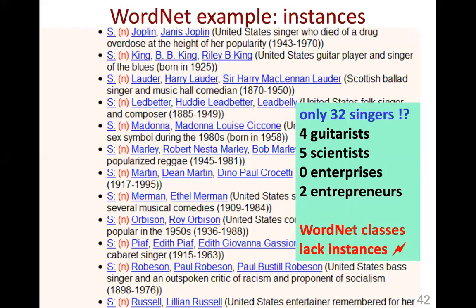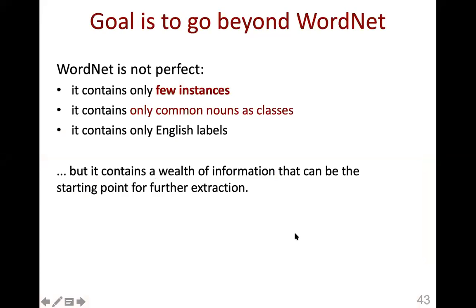So WordNet lacks instances, and the reason is that WordNet was created a long time ago. First, many people didn't exist yet, or were not famous yet. But also, of course, it's created by humans, so there is bias, right? We need knowledge bases, knowledge graphs that have many more instances to solve our state-of-the-art tasks, right? And we want to go beyond WordNet. It's one of our main goals.